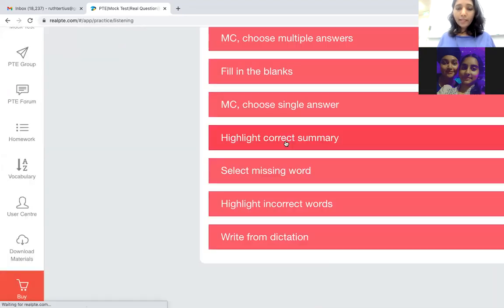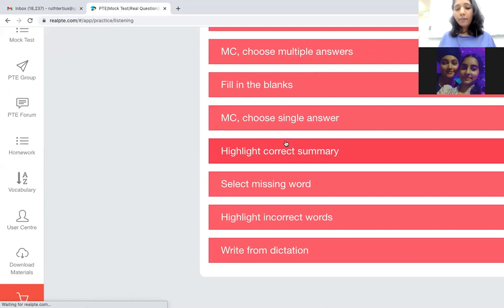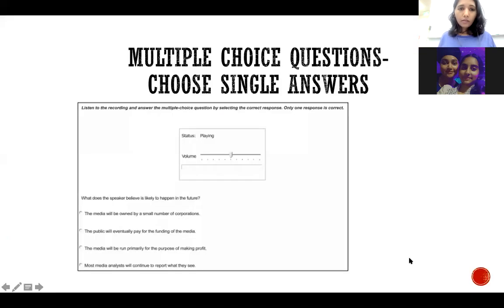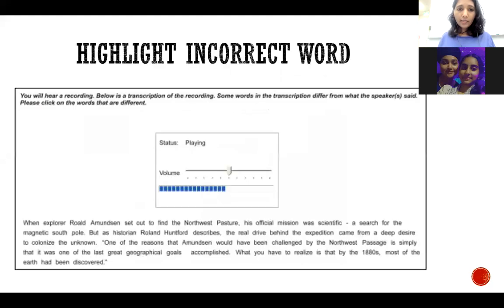So, listening, and we do highlight incorrect words. Let me take you to the presentation. Give me a minute. So highlight incorrect words. This is the one. You'll be listening to an audio and you have a text in front of you. You have to match every word in the audio to every word in the text. And every time a word is not matching, you click on it and you highlight it.